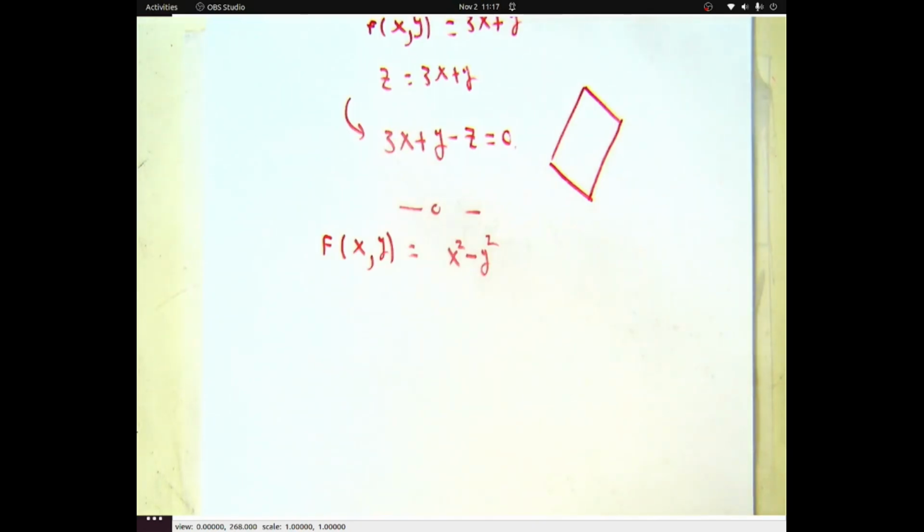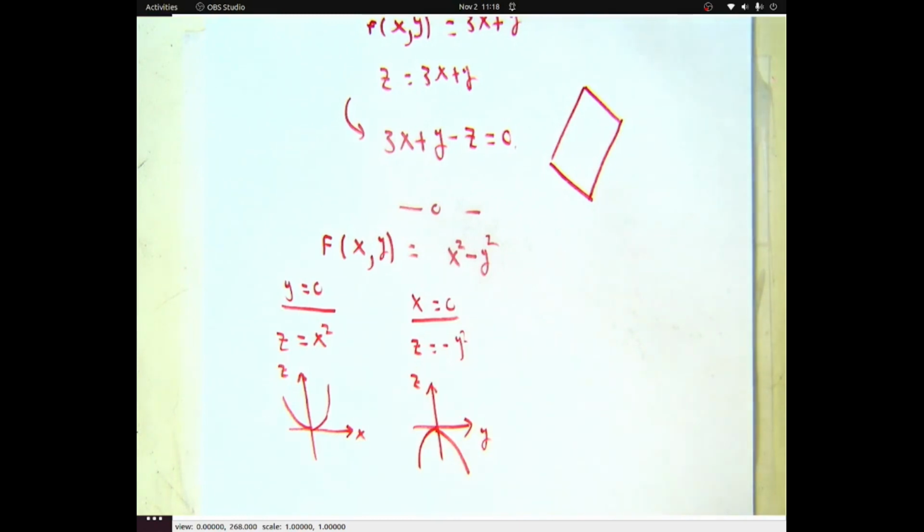As another example, I'm going to look at the function f of x and y equals x squared minus y squared. This is a very interesting shape. This is not a linear function, so I don't expect to get a plane or anything like that. If you look at various cross sections of this graph, this is very odd though.